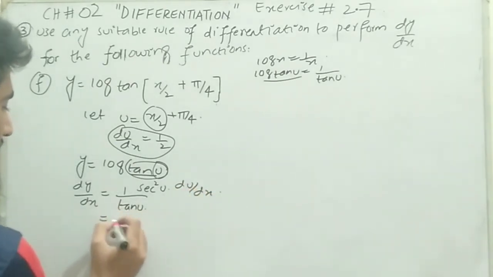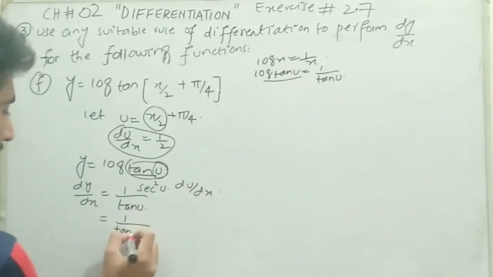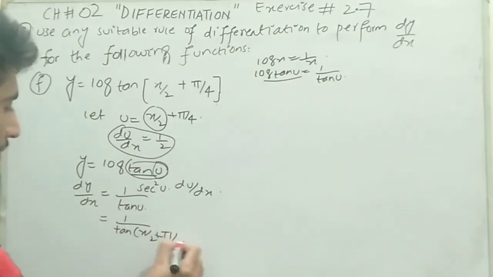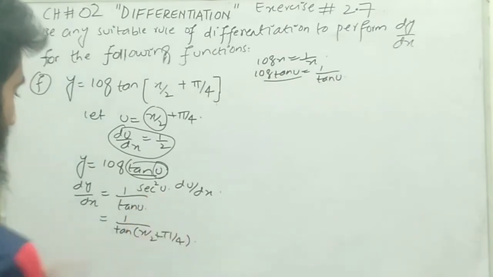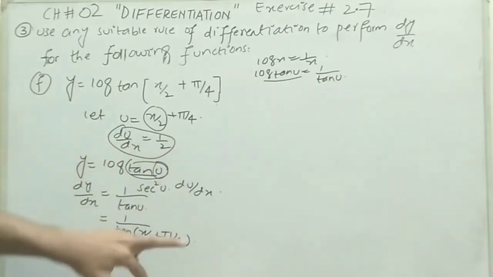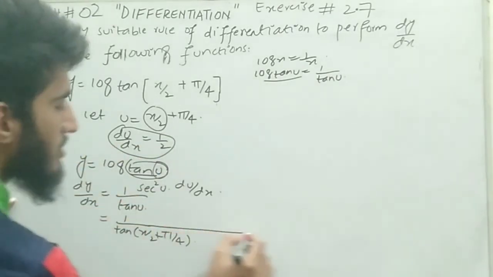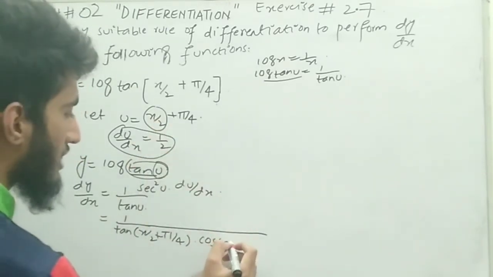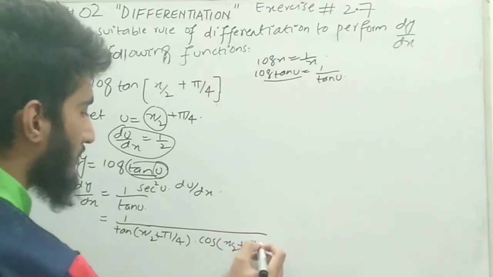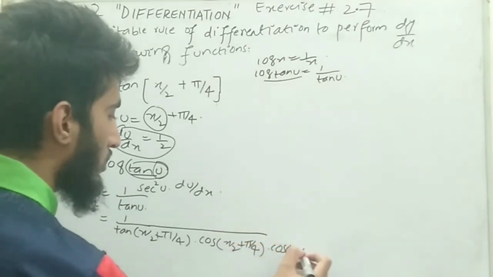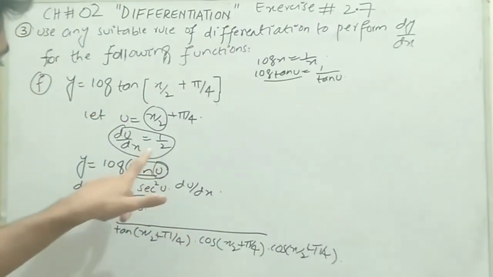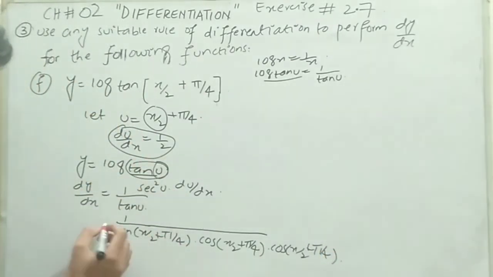So after simplification it becomes 1 over tangent of x by 2 plus pi by 4, since our u is x by 2 plus pi by 4. In the numerator we have secant square u. By moving it to the denominator it becomes cos square u, which can be written as cos u multiplied by cos of x by 2 plus pi by 4. After this we have du by dx, which is 1 over 2, so we write 1 over 2 in the denominator.